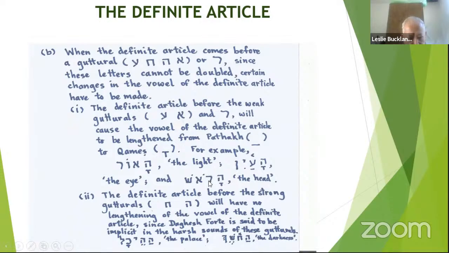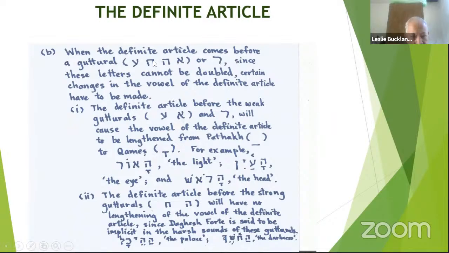And then we have harosh, the head. So even though this is not a guttural letter, it is also stated in the Hebrew grammar that if the definite article is put before the resh, then because it cannot be doubled, the vowel that was there originally, that is pathak, has to be lengthened to its corresponding long vowel from a to a. Harosh, the head.